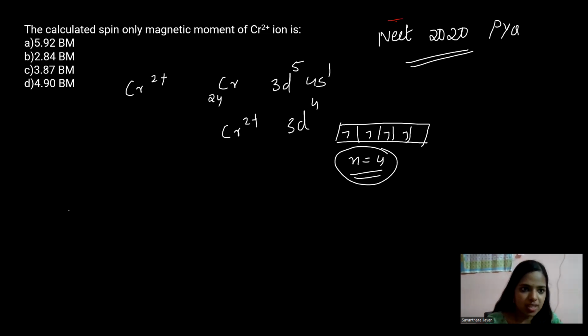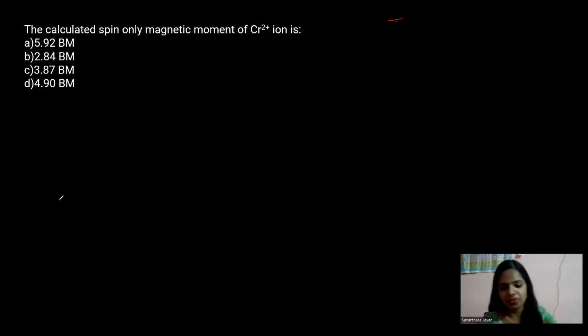So 4 means it will be 4 point something, right? The only right option in front of you is 4.9 Bohr magneton. Very easy question. This is how you have to approach it. Hope this question is clear to you. If you have any doubt, you can ask in the comment section.